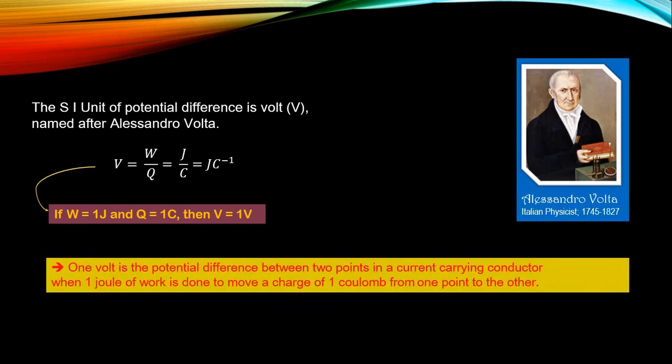This can be used to define 1 volt, which is the potential difference between 2 points in a current carrying conductor when 1 joule of work is done to move a charge of 1 coulomb from one point to the other. So if work of 1 joule is done to move a charge of 1 coulomb from one point to the other, we can say that the potential difference between those 2 points is 1 volt.